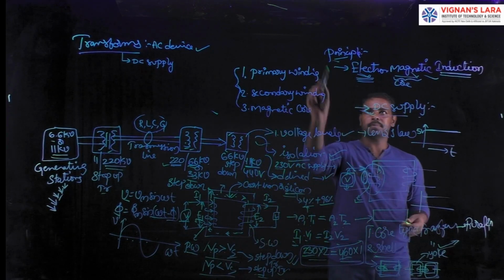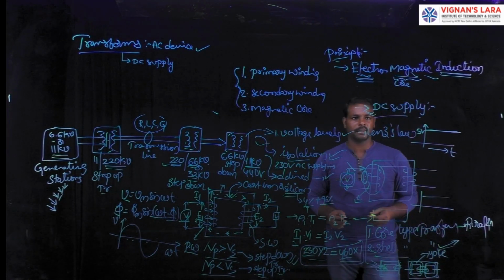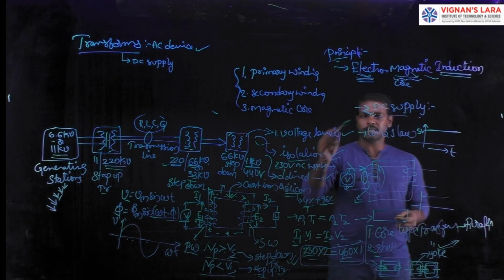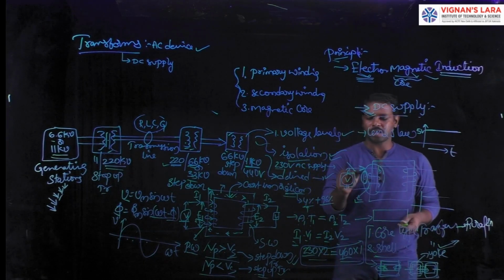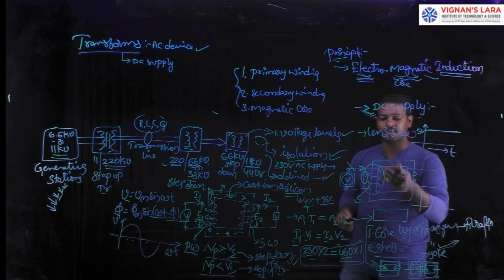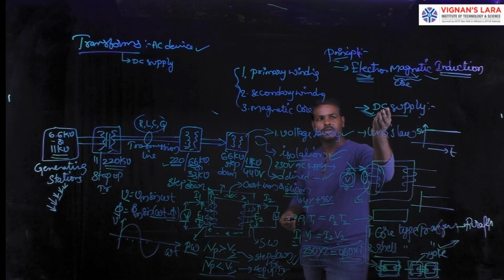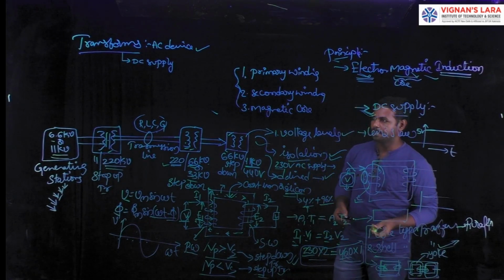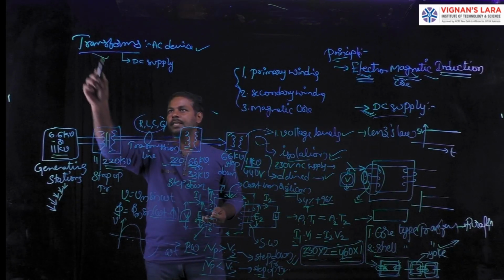The basic principle of a transformer is electromagnetic induction. Transformers never operate on DC supply, because the primary winding would draw a huge amount of current from the supply, which damages the primary winding. So we can't operate on DC supply. That's why a transformer is an AC machine.